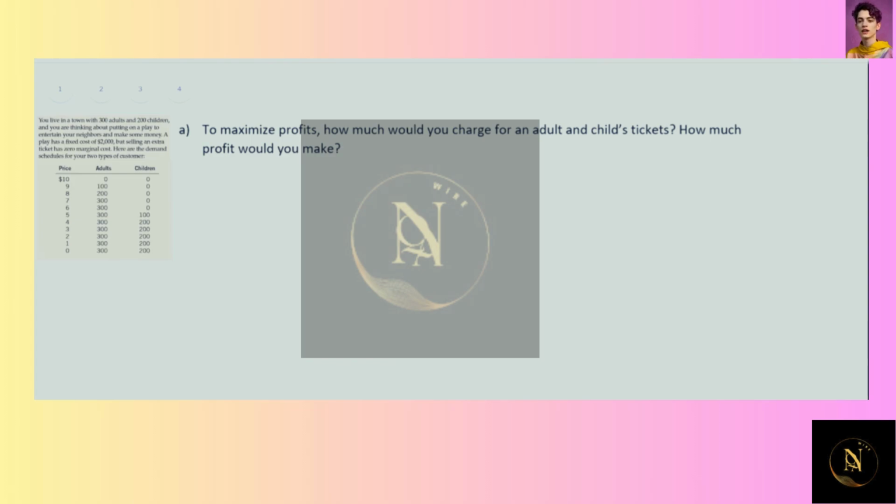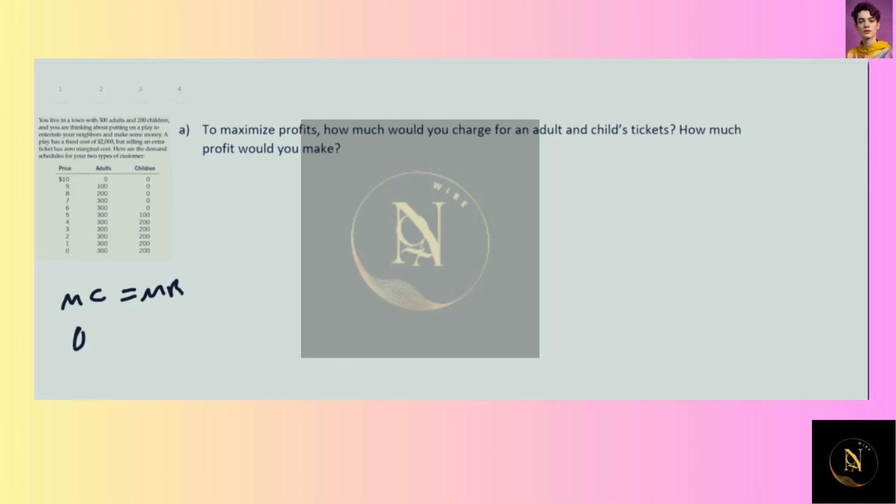And so in the first part of the question, we're asked if we want to maximize profits and we can charge different prices to adults and children, how much would we charge for an adult ticket and how much would we charge for a child's ticket, and then how much profit would we make. So remember that if we're going to maximize profit, we're going to set our price such that the marginal cost equals the marginal revenue, and in this case the marginal cost equals 0.